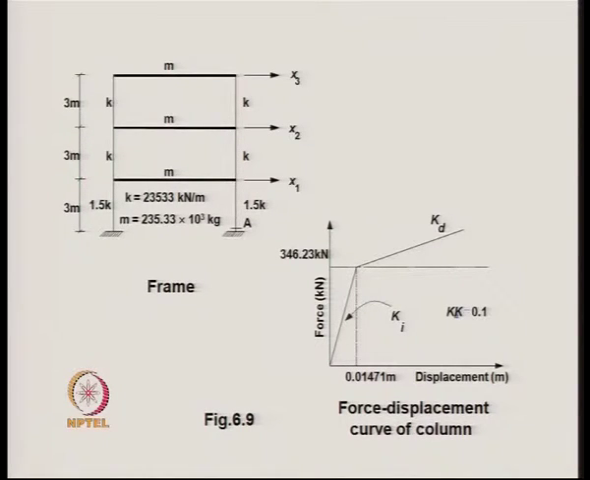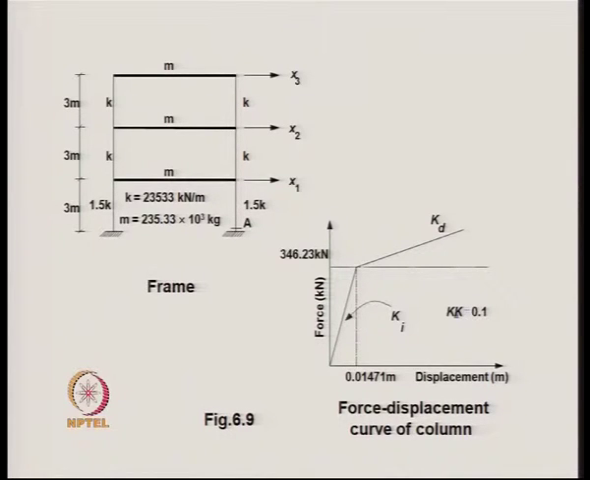So, this is the perfect elastoplastic case, and the initial stiffness of this elastoplastic system is given by Ki. In the second case, where we consider the column to behave bilinearly, after the yield point, that is the yield moment or yield force of 346.23 kilonewton, there is a stiffness of the system. That stiffness is called Kd, and Kd is assumed to be equal to 0.1 times Ki, that is the initial stiffness. So, for these two cases the results were obtained, and the method that was discussed before was adopted.